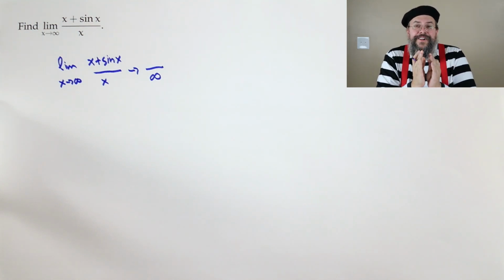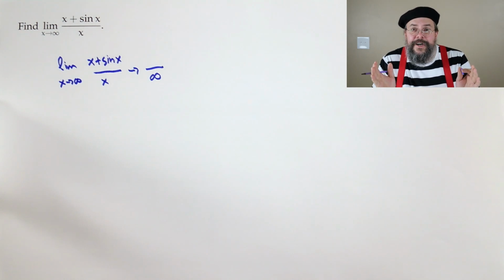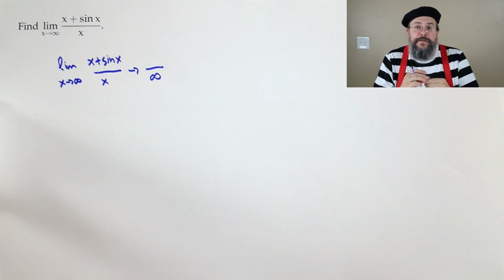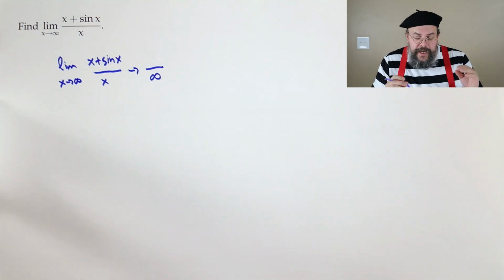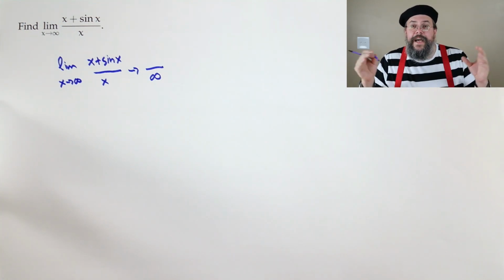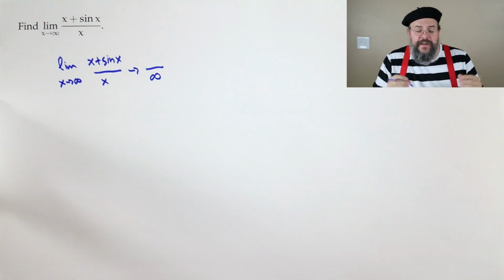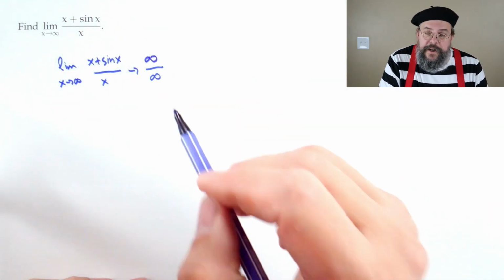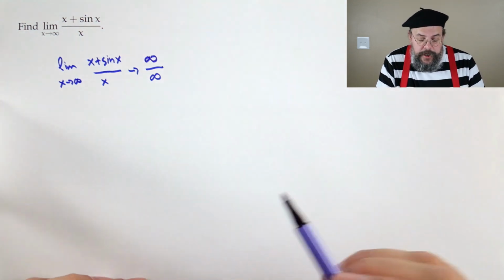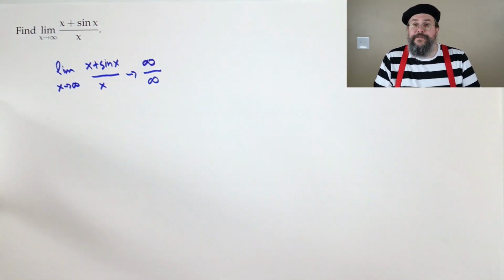It's small, and therefore, in the long run, the sine of x is contributing very little to what the value should be. So x is getting big, sine of x doesn't get big, and therefore, on a whole, it's heading towards infinity. All right, good. So infinity over infinity. What do we do? It's indeterminate.